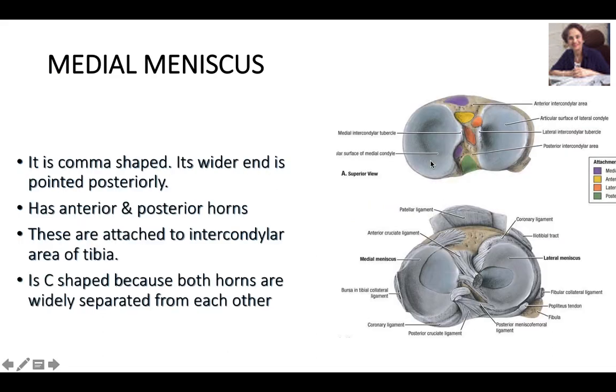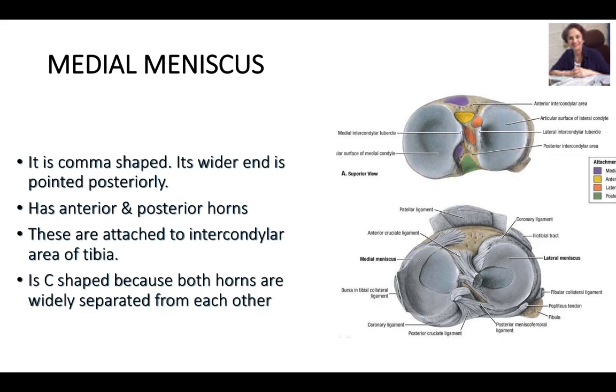Now, the medial meniscus is comma shaped here. Its anterior horn is narrow and the posterior horn is broad. Anterior horn is the most anterior structure in the intercondylar area, as you can see, and it is anterior to the anterior cruciate ligament. We have talked about it, you can revise it. The posterior end is broad and it is attached to the intercondylar area but anterior to the posterior cruciate ligament, which is here.